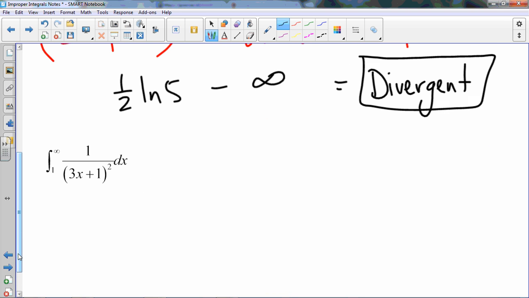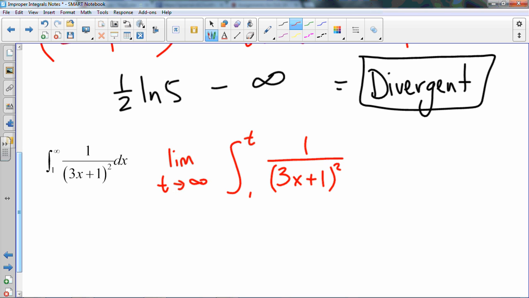Okay, another example, this type right here. Start the same process in the beginning, write it as a limit. So we go from 1 to t, 3x plus 1, quantity squared. Okay, this is where it comes in handy doing those quick, fast integrals in your head. Show this stuff if you want. If you don't, fabulous. We're going to do u substitution. U equals 3x plus 1.